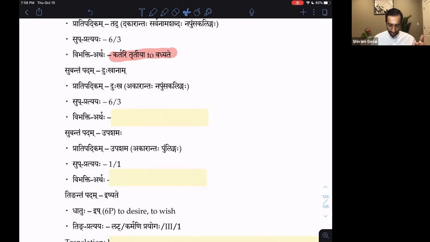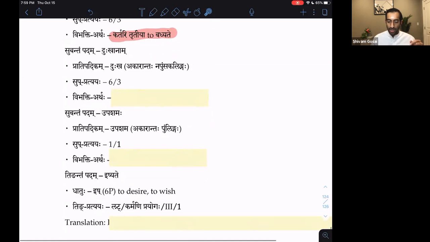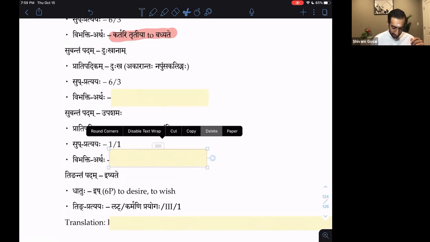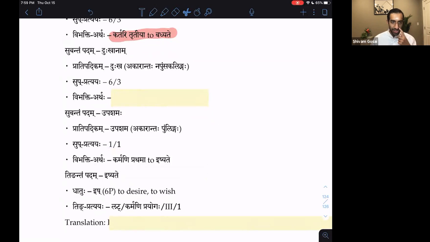Okay, what is desired? Upashamah. Our first case, we always go to the first case. Here the first case is upashamah. Upashama, akaranta pullinga, like Rama, 1-1. And we're in karmani prayoga, right? Ishyate is karmani. So our first case is going to be karmani, right? Karmani prathama. It's going to be the object. Karmani prathama to ishyate. So the upashama is desired.